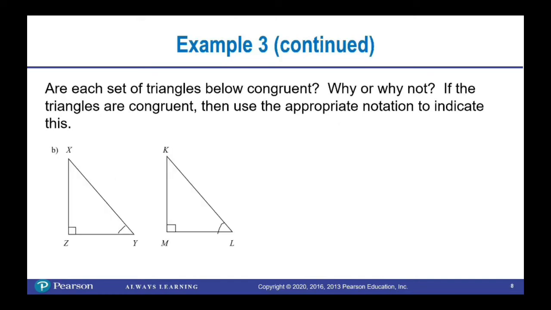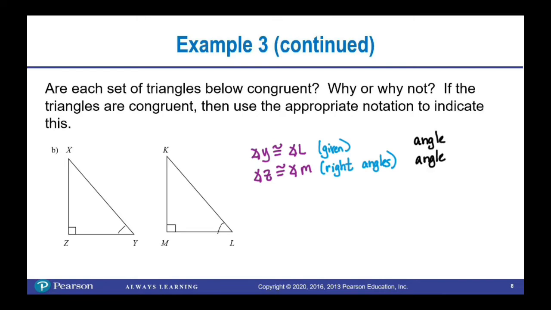Look at part B. We know here that angle Y is congruent to angle L. This is given to us by that mark in the angle. Angle Z is congruent to angle M. These are both right angles. I have an angle and an angle, but this is not enough information for me to decide whether or not these two triangles are congruent.